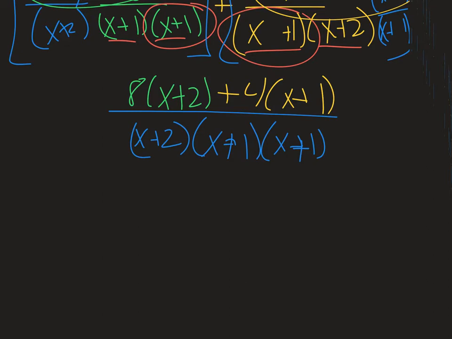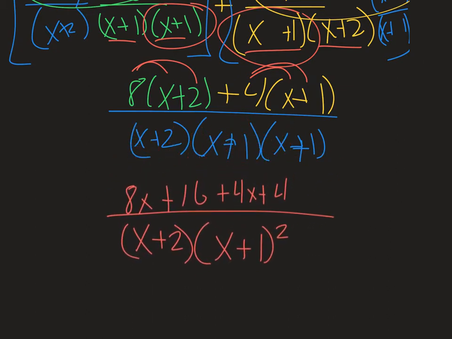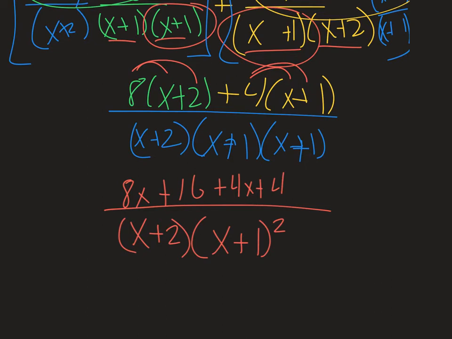That's going to make it so I can possibly combine like terms on the top. I would suggest leaving the denominator as is. Maybe if you feel like it, you can write it as x plus 1 squared, but if you have it as x plus 1 times x plus 1, that's totally correct. So I'm going to distribute the 8 to the x plus 2, which is going to make 8x plus 16. Likewise, I'm going to distribute the 4 to the x plus 1, which gives me plus 4x plus 4. I can then simplify my numerator by combining like terms, and that would be 12x plus 20 all divided by x plus 2 times x plus 1 squared.